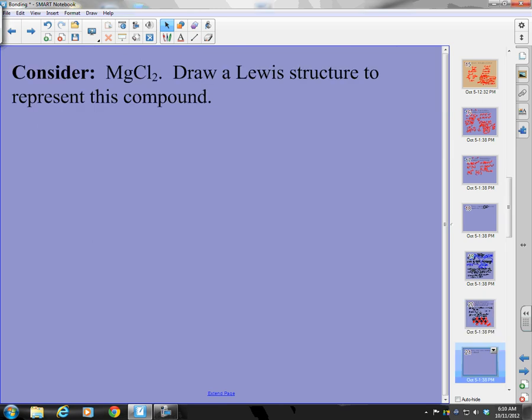Moving on. Okay, so now let's look at my magnesium chloride and draw a Lewis structure to represent this compound. Let's start off and draw our Lewis structure for magnesium. How many electrons does magnesium have? It has 2 valence electrons because it's in my second column. And each chlorine has 7. 1, 2, 3, 4, 5, 6, 7. And 1, 2, 3, 4, 5, 6, 7.